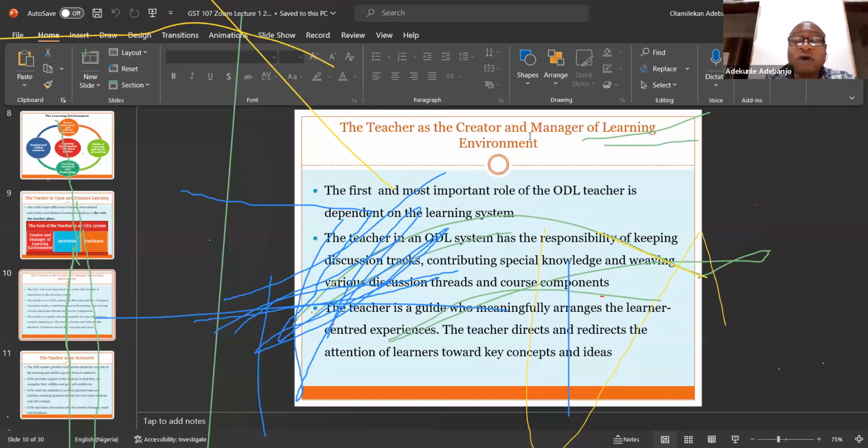So the first role of a teacher depends on the learning system. And these people, Akeem, why are you doing this? You are not cultured.